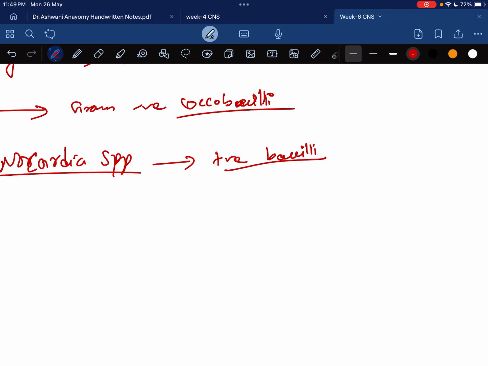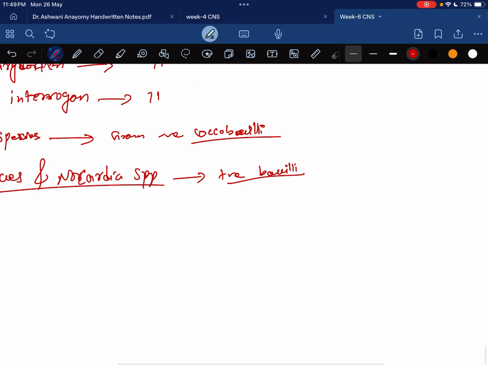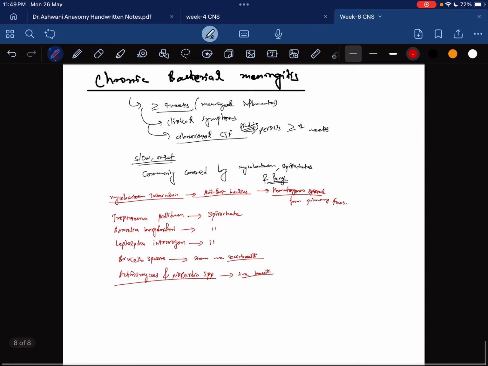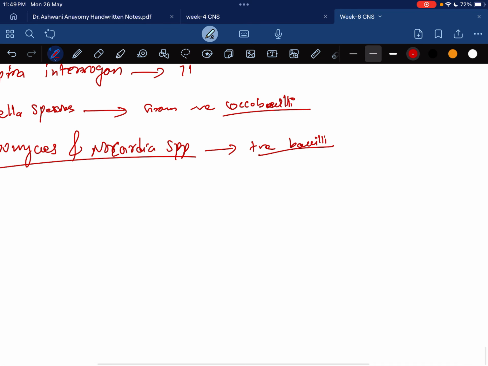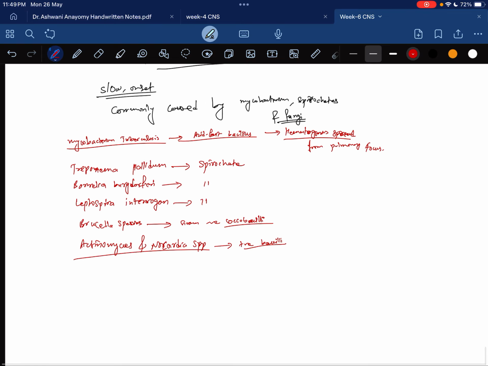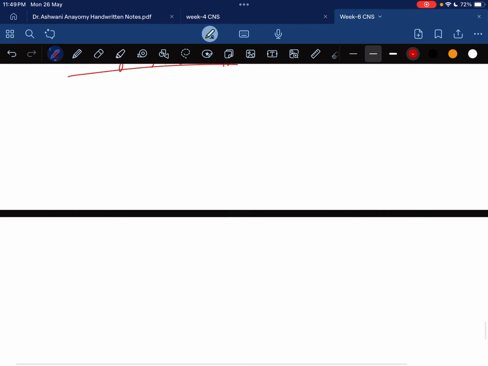Okay, now we can move on to the specific organisms. First I am going to describe Mycobacterium tuberculosis, and then we can discuss chronic tuberculosis disease and what the findings are, and then we discuss other organisms briefly. So we are going to focus on Mycobacterium tuberculosis.